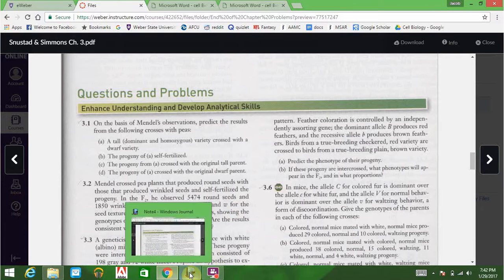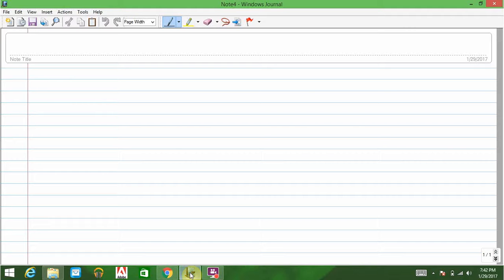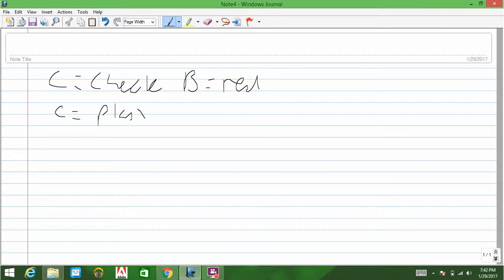So we'll draw this out real quick. Anytime you have a problem like this, I always like to just write down all my variables. So we're gonna have big C, little c. This big C is checkered, and little c is plain. Big B is red, and little b is brown. Okay, so they said they have a true breeding checkered red crossed with a true breeding plain brown.